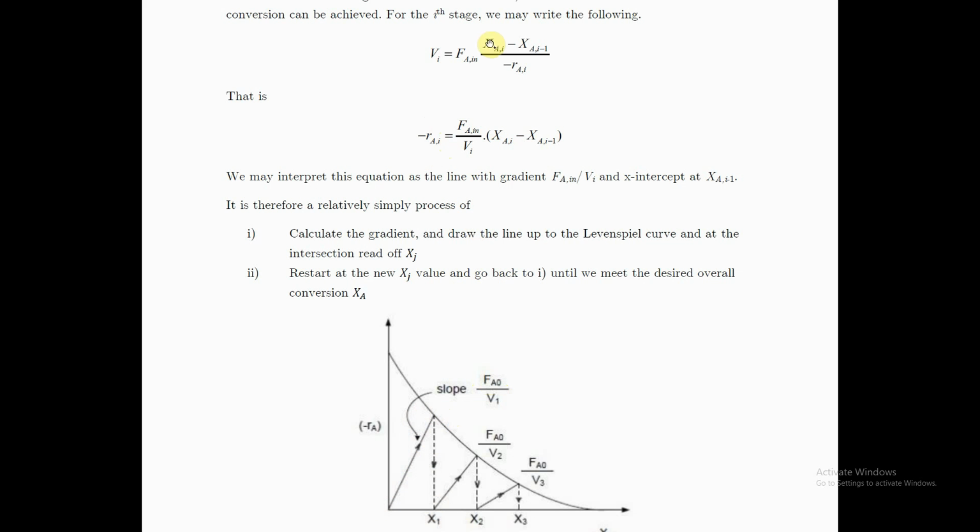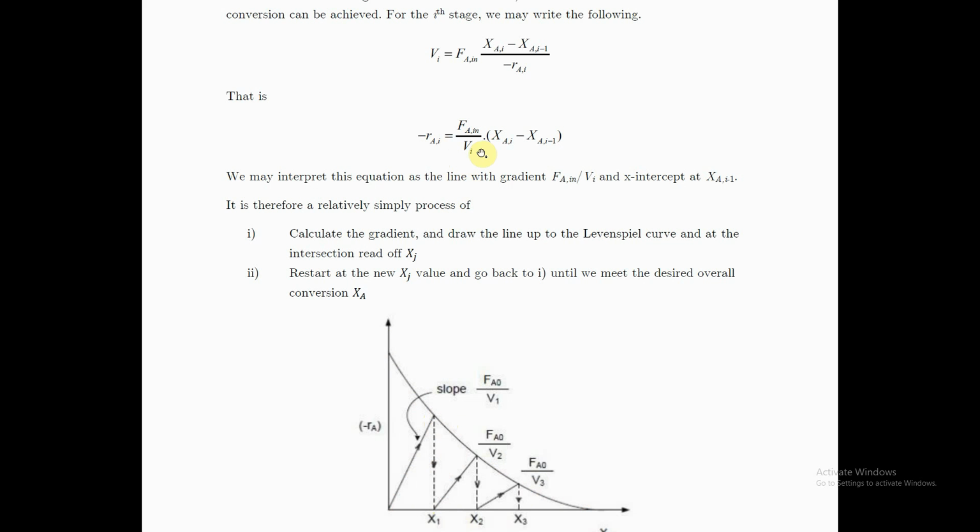So once more, we work out the slope, right? The slope is simply FA in over VI. So you move along the slope until you meet the reaction rate. So when you are equal to the reaction rate, then that defines the conversion in that reactor.